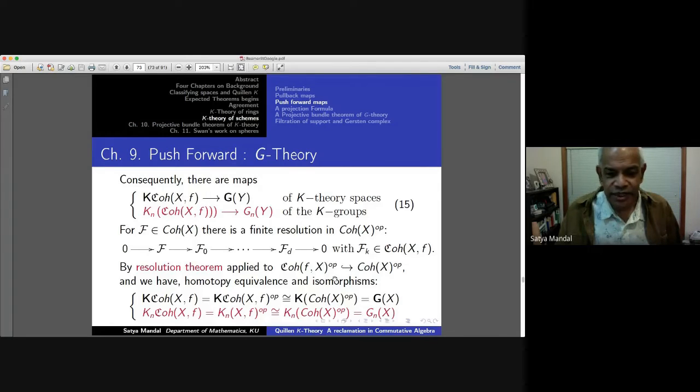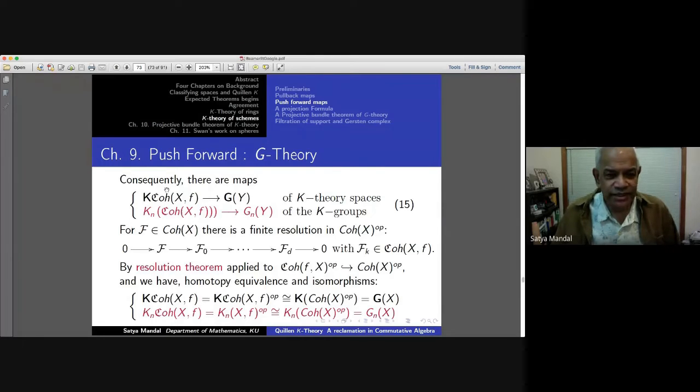Okay, I didn't tell you that, so you can think of this as a resolution in the opposite category. This is a simple trick, but you can define this in the opposite direction. So you can think of it as a resolution in the opposite category. And actually, I didn't state this: the K-theory of the opposite category will agree with the original category.